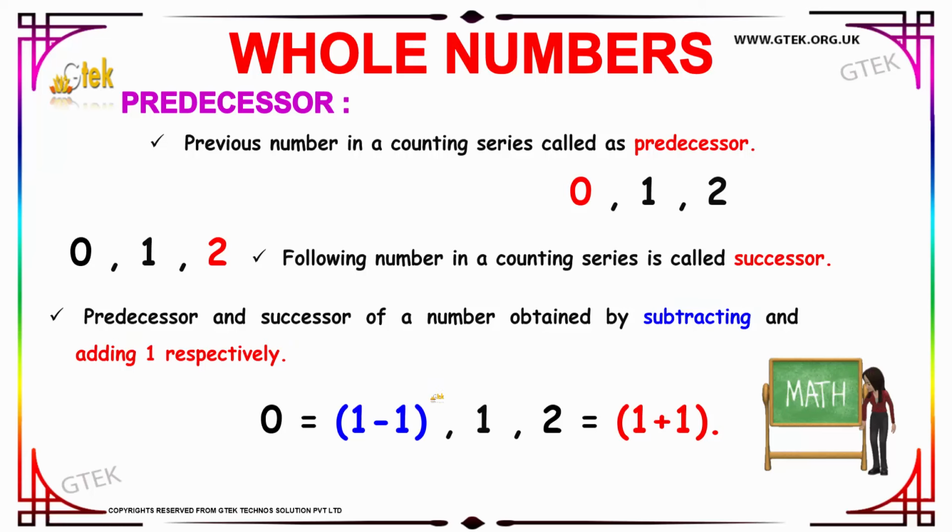To get the predecessor, we have to subtract 1. To get the predecessor of 1, we have to subtract 1. So 1 minus 1 will give you 0, which is the predecessor of 1. And next, to obtain the successor, we have to add 1. 1 is your number. Plus 1 will give you the value 2, which is the successor.